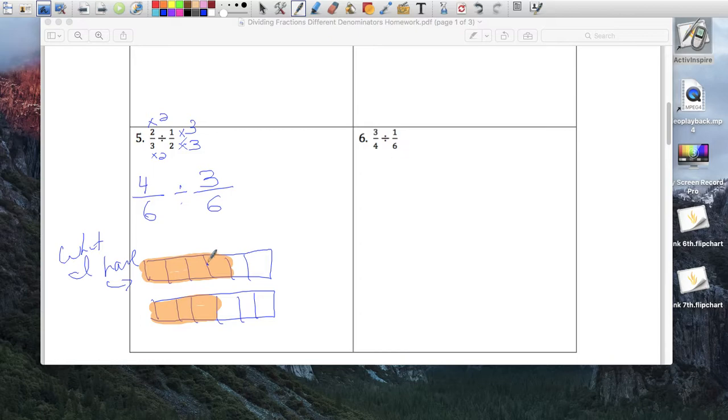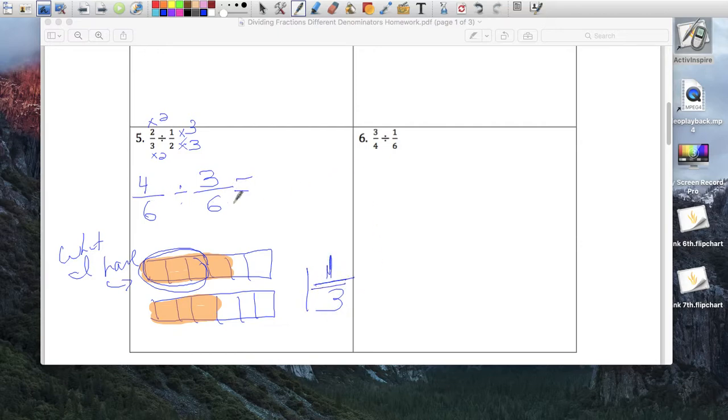Can I make a group of 3? I can, look. 1. Can I make another group of 3? I can't make another group of 3, but I can make 1, right, out of the 3 that I was trying to do. So I can definitely make 1 full group of 3, and then 1 piece out of the 3 that I was trying to make.